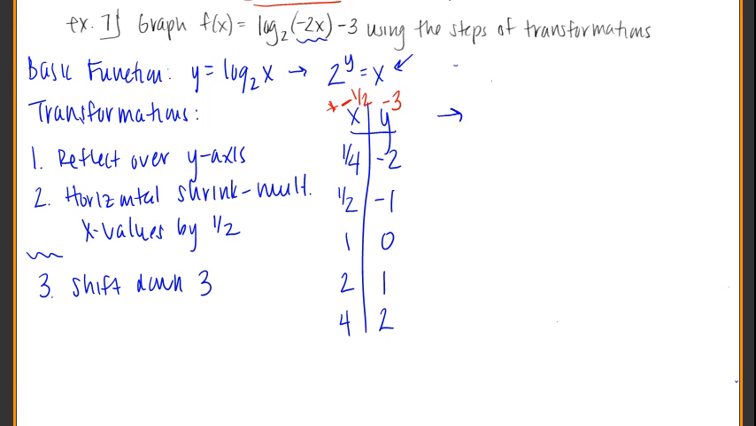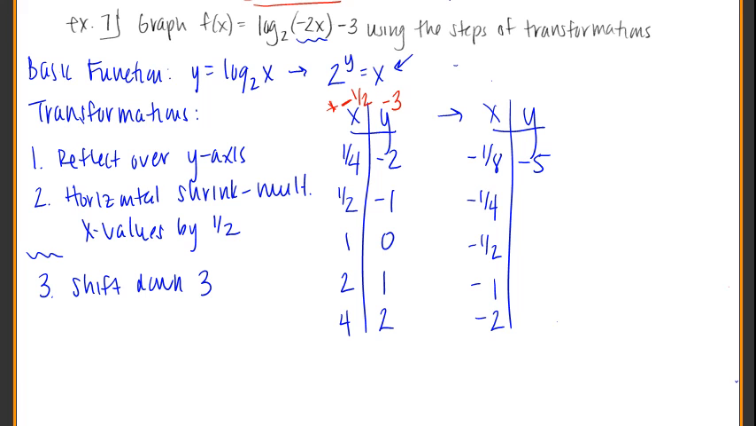Our new t-chart. Okay, so multiply all of those x values by -1/2. So it'd be -1/8, -1/4, -1/2, -1, and -2. And we're going to subtract 3 from all of these y values. So -2 minus 3 is -5. -1 minus 3 is -4. Then -3. Then -2 and -1. So it looks like we have our final t-chart.